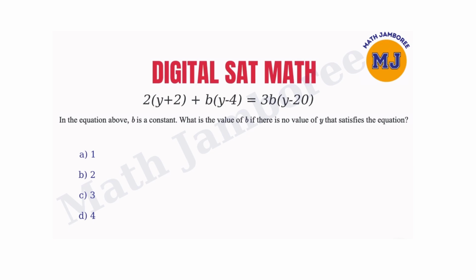2 times (y + 2) + b times (y - 4) is equal to 3b times (y - 20). In the equation above, b is a constant. What is the value of b if there is no value that satisfies the equation?